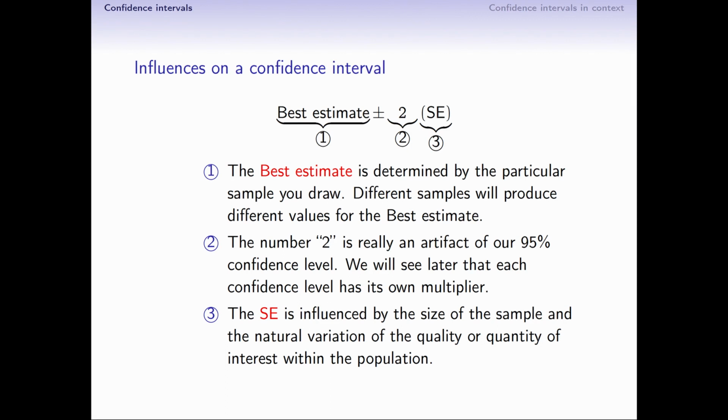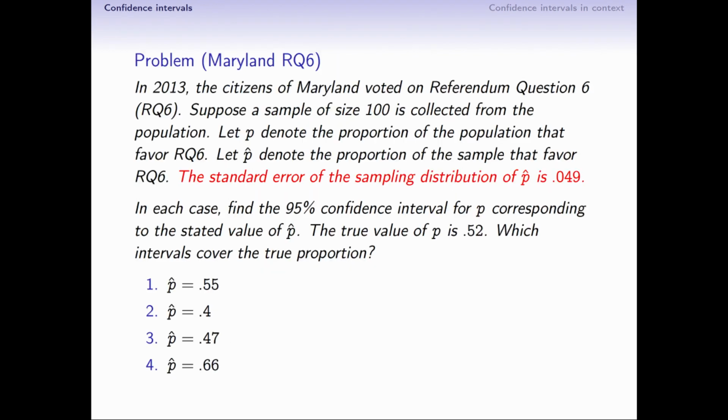Now, I want to work some problems with you where we practice using the best estimate plus or minus 2 times SE formula to construct some confidence intervals. So in 2013, the citizens of Maryland voted on a referendum question 6, labeled RQ6 for short.